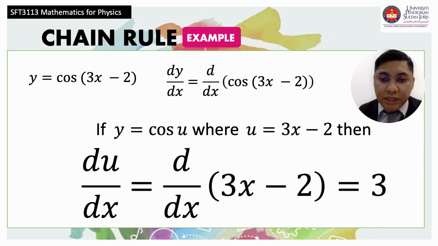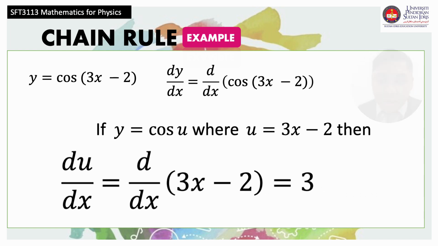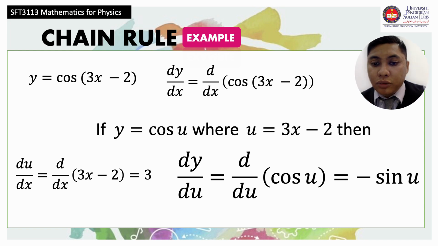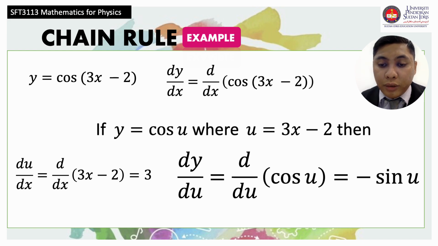Then we differentiate u with respect to x, which is 3x minus 2. We will get 3, minus 2 gives nothing, so we get 3. Then we differentiate y with respect to u. We have already changed cos(3x minus 2) to cos u. We differentiate cos u with respect to u, and we get minus sine u, as in the previous problem that we solved.